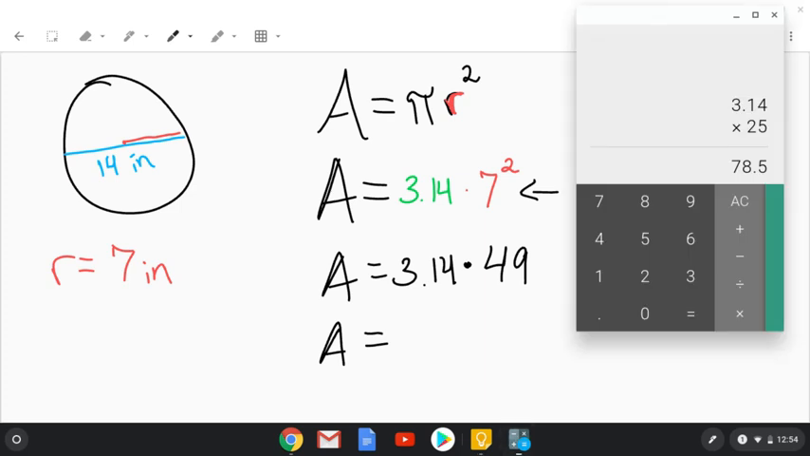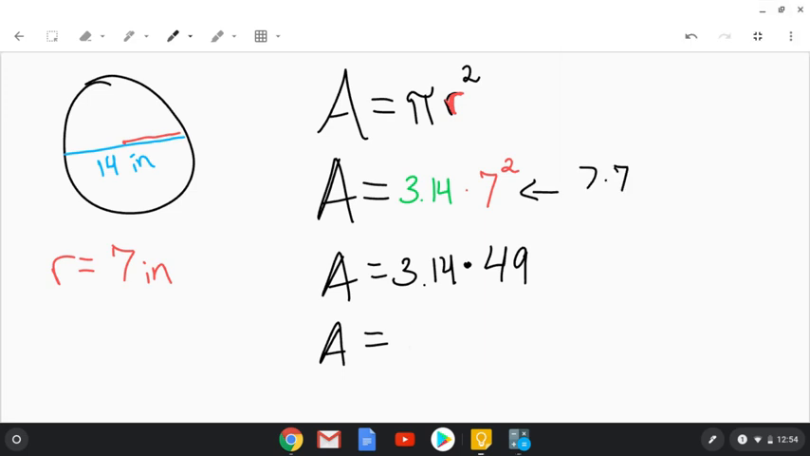Again, pull out that handy-dandy calculator. Boom, 153.86. What was I measuring in? Inches. And then what's that new thing that we have to do if we're talking about area? You know that your answer always needs to be in units squared, or units to the second power.